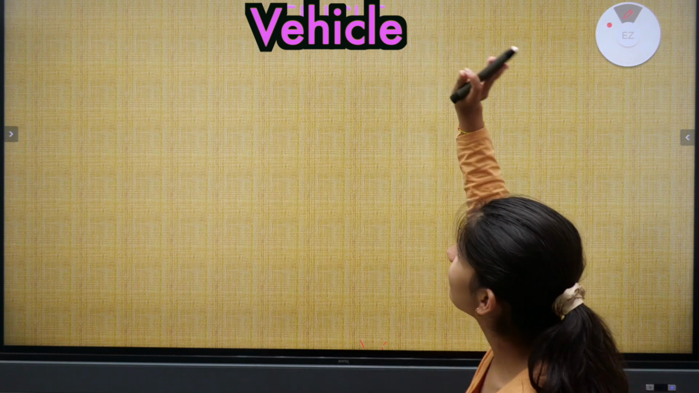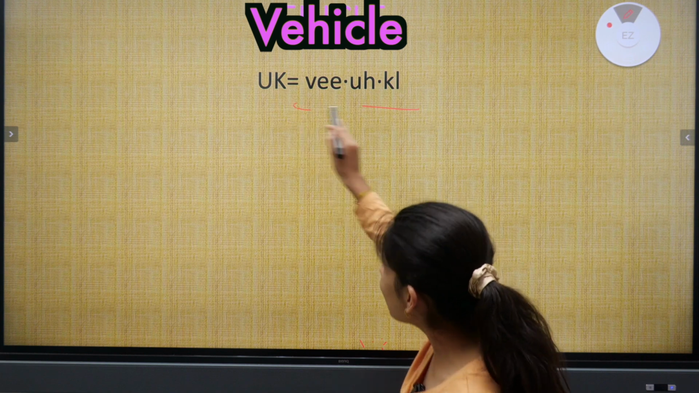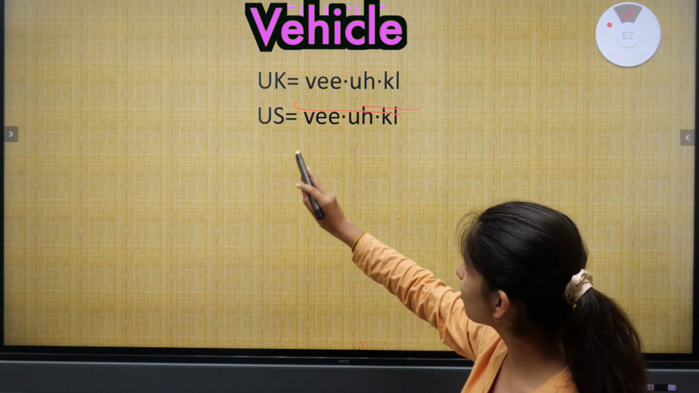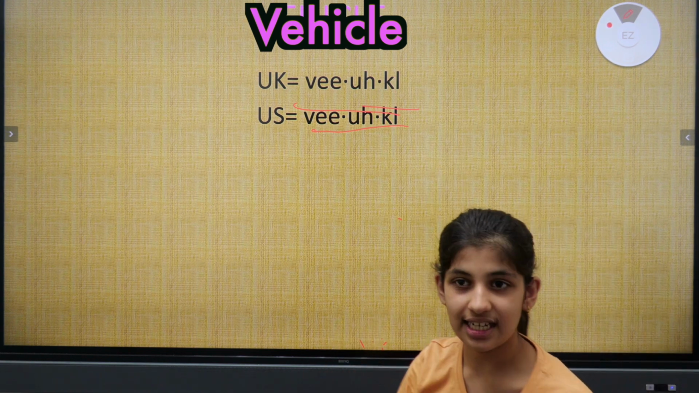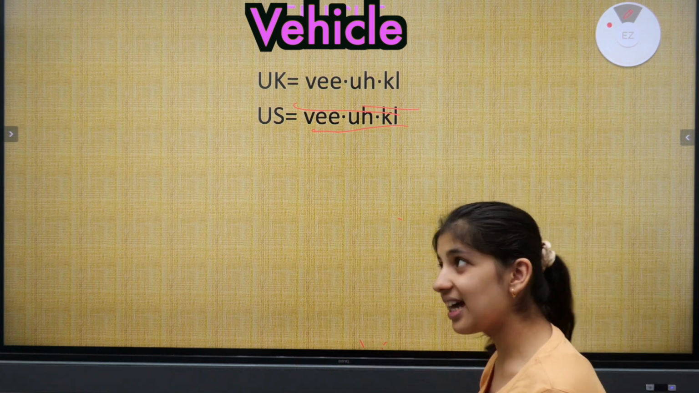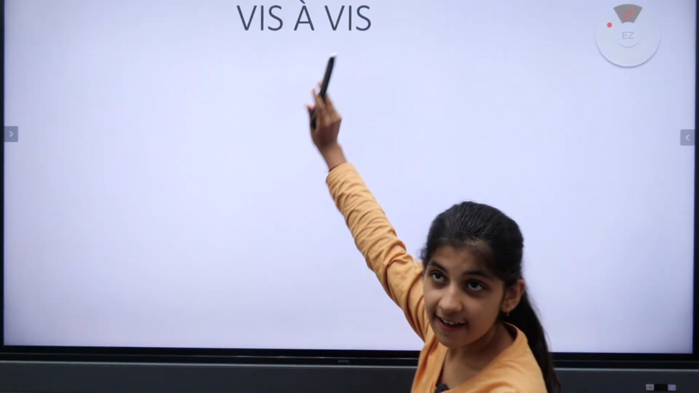So, this is vehicle. Am I right? No, it is vehicle. And in US also it is pronounced as vehicle. It is not vehicle. I repeat, vehicle. Cycle is a vehicle.